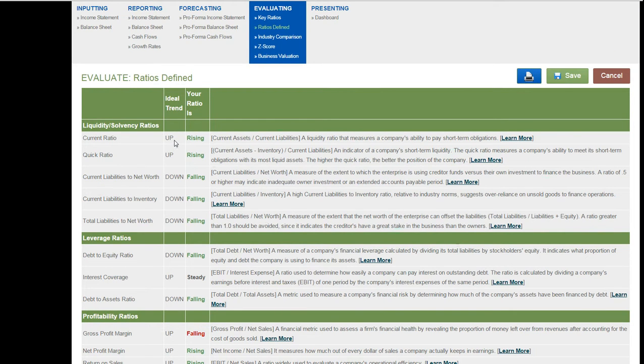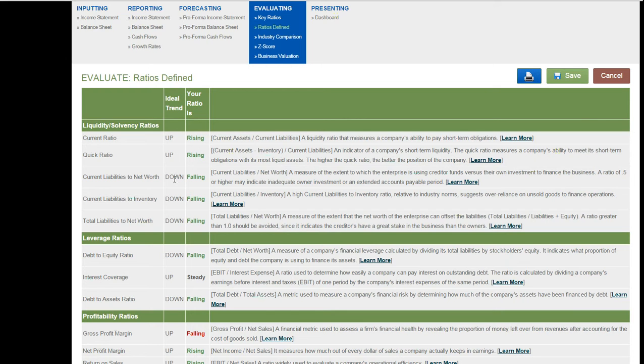In the ratios defined page, we have all of those same ratios again, but we have determined, first of all, what the trend should be for each ratio, and then an indicator that shows whether or not we are matching that. So for our current ratio, it should be up, and ours is rising, so that's a good thing. We are doing what we should be doing.